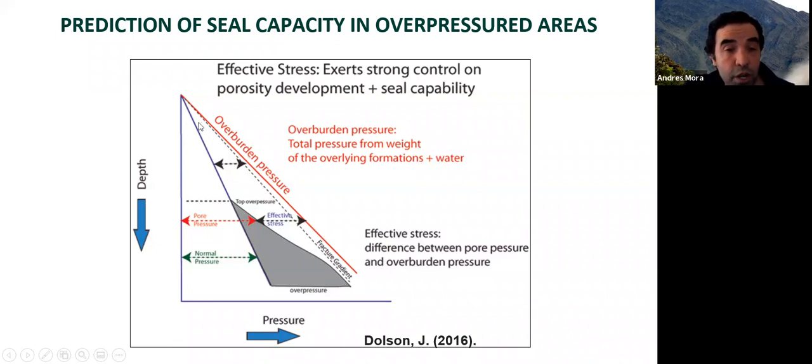If we have some pressure measurements from a well, and we see that the trend at depth within that well is approaching the fracture gradient, we can predict that we may have seal problems at those levels because of the possibility of having hydraulic fractures. And the difference between how close the actual pressure measurement is to the fracture gradient or to the overburden pressure is the so-called effective stress.